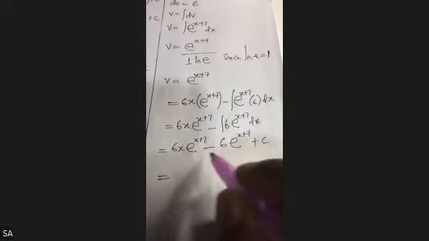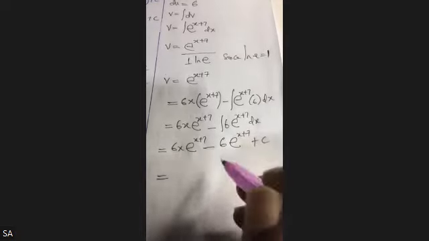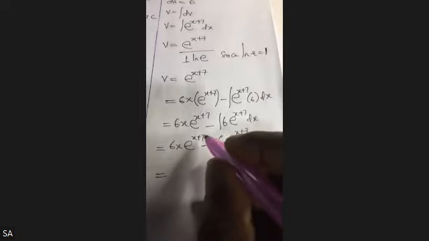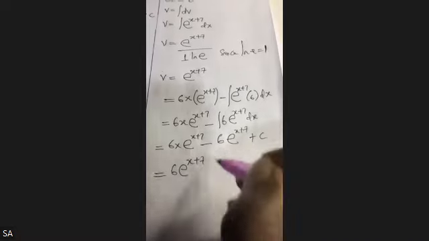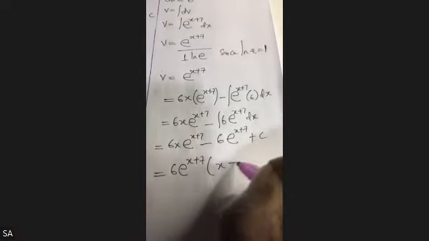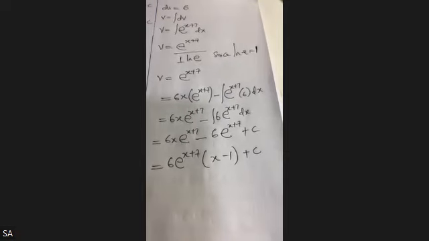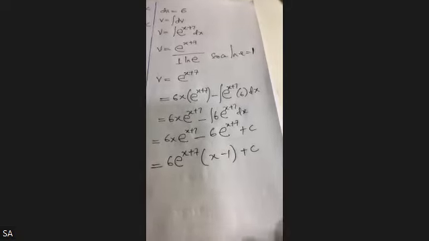Now, what is common here? What is common is that 6 is common. 6 e raised power x plus 7 is common. So this is 6 e raised power x plus 7, which is common, into what? X minus 1, plus c. So this is your answer for that integration. You've been able to integrate this perfectly.